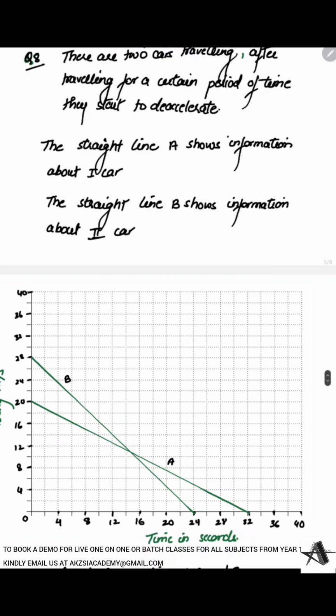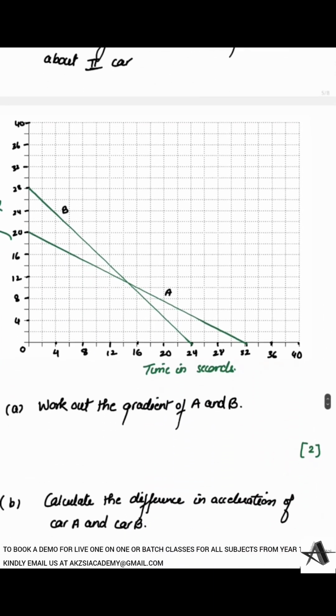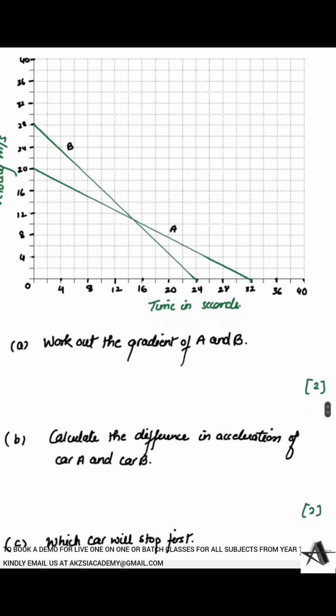There are two cars traveling. After traveling for a certain period of time, they start to decelerate, and that's happening on the graph you can see. The straight line A shows the information about the first car, whereas B shows the information about the second car. Work out the gradient of A and B. Let me start with the gradient of A.